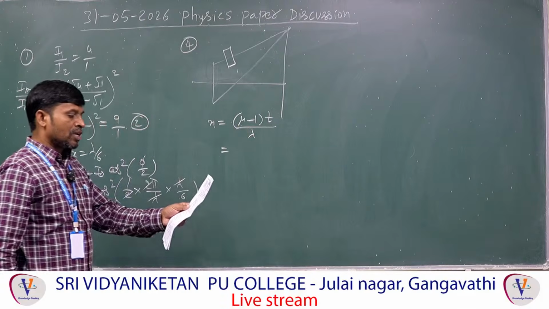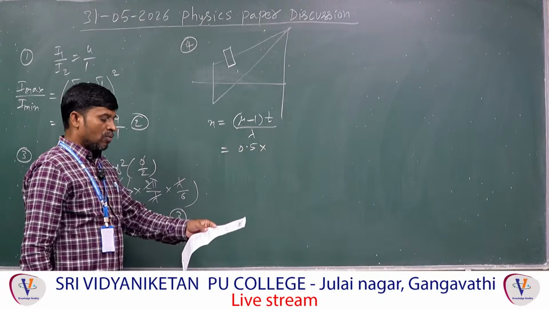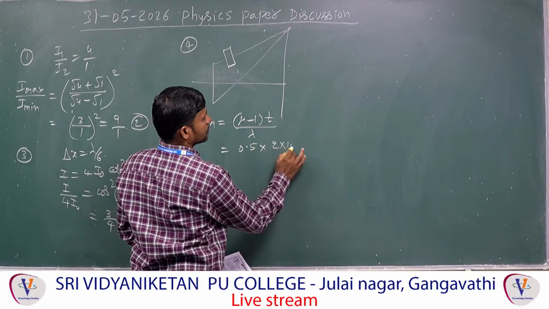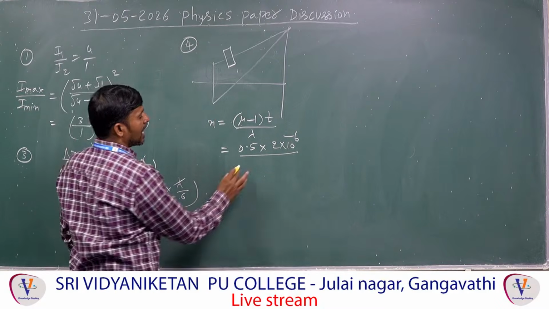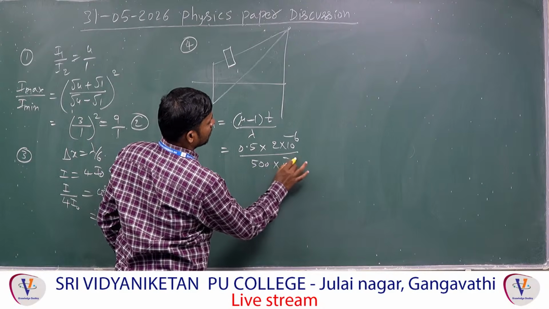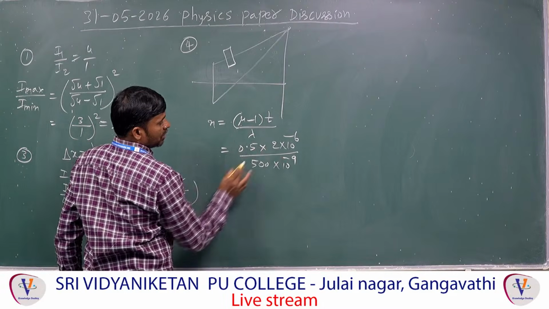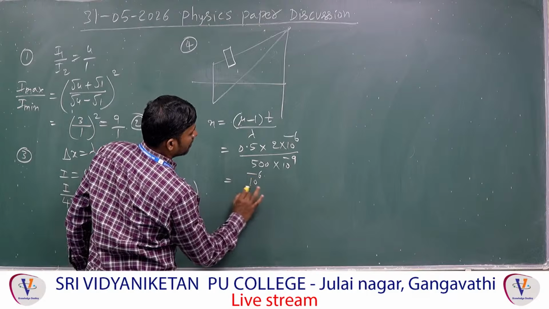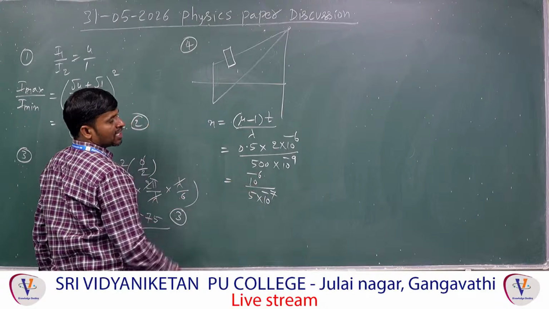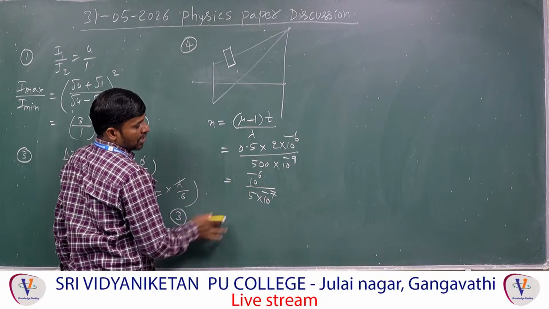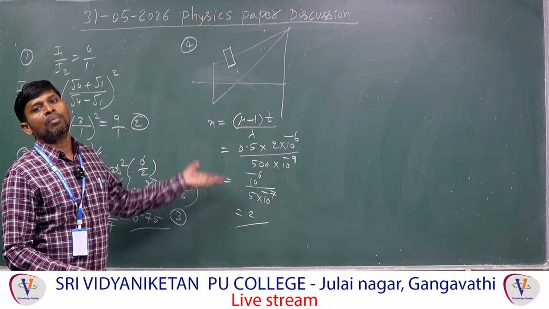The mu value is how much? 1.50 minus 1, that is 0.50. What is the thickness value? 2 micron. What is the wavelength? 500 nano, and nano means 10 power minus 9. So 0.5 into 2 is 1, and the remaining value is 10 power minus 6. The denominator is 5 into 10 power minus 7. Taking 10 power 7 to the numerator, 10 by 5 gives 2. So 2 fringes are shifted upwards.